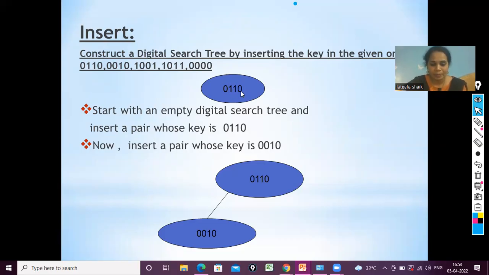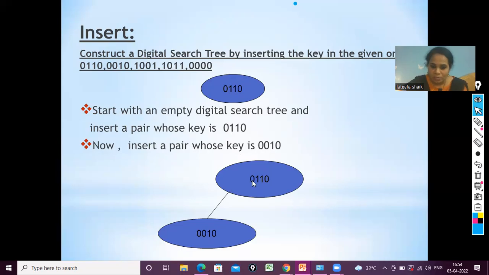For the second element, the third element, deciding the left subtree or right subtree is based on the bits. This is the first element we inserted. Next, 0010 is supposed to be inserted. The first node, the root node, is considered level 1, and the element is already there. Now at level 1, you are supposed to take a decision. What decision? The left move or right move decision.